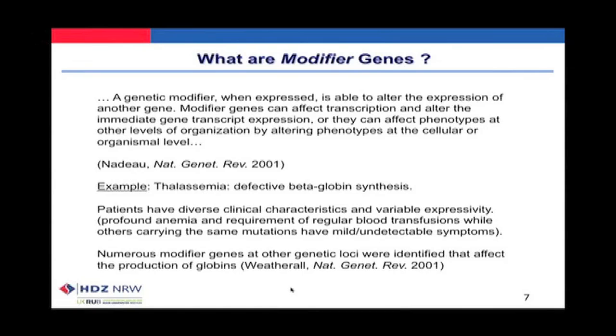I would also like to give you an example from another disease, thalassemia, where beta-globin synthesis is defective. Here patients also have diverse clinical characteristics and a variable expression of the disease. These patients present with a profound anemia and the requirement of regular blood transfusions. Among these patients, there are people who carry the same mutations but have mild or undetectable symptoms. Several studies with beta thalassemia patients show that there are numerous modifier genes, other genetic loci identified to influence the production of globins, the protein which is defective in this disorder.